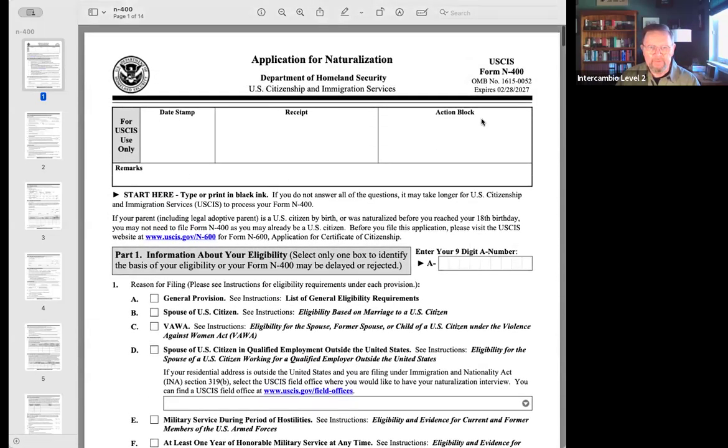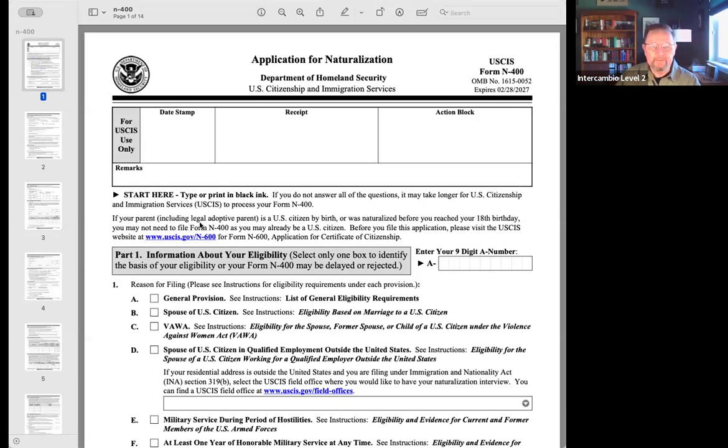So up here at the top, leave that blank. That's for them to fill in. You're really going to start where it says start and read the instructions. Type or print in black ink only. That's if you are mailing this in.